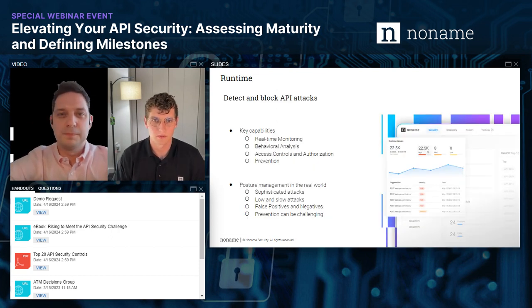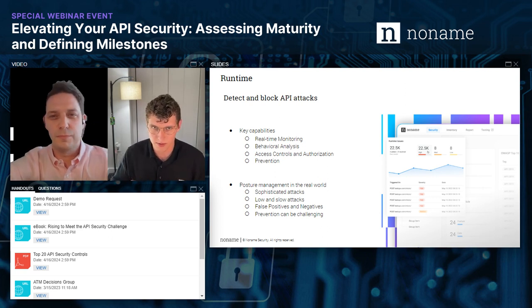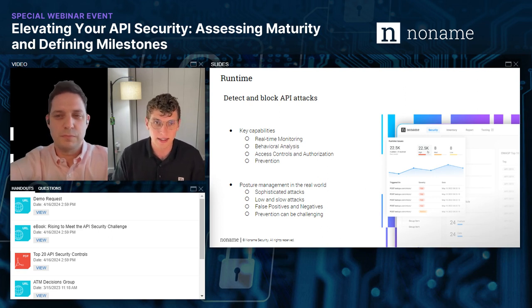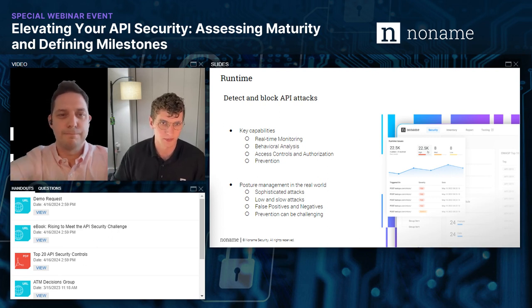So moving right along to API runtime protection. Here the focus is on safeguarding the APIs and their associated resources during runtime or execution. This involves real-time monitoring, detection, and mitigation mechanisms to identify and prevent security attacks and threats that target APIs while they're in operation and production.